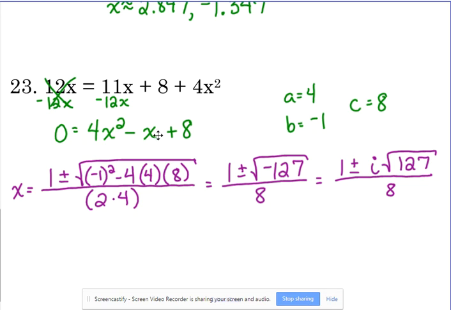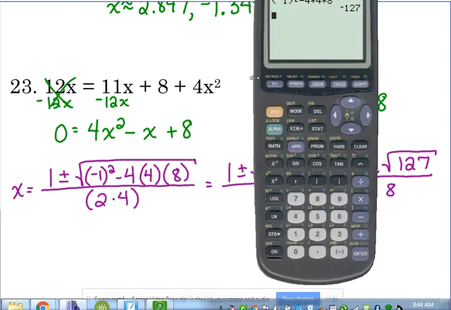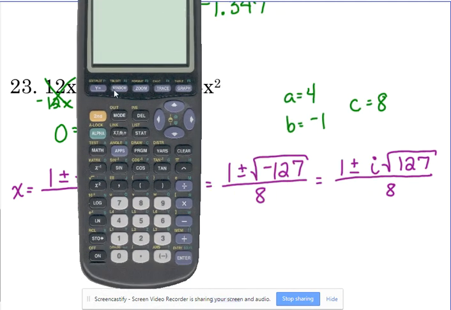So if I want to compare, you can still do this in your calculator. Let's see if this works. 1 plus, there's a little i above your decimal. If you press second decimal, that's where the i is. So 1 plus second decimal for the i, square root of 127. Notice it sticks a little i on the end, and we divide that by 8. That's what we're going to compare to our answer choices.